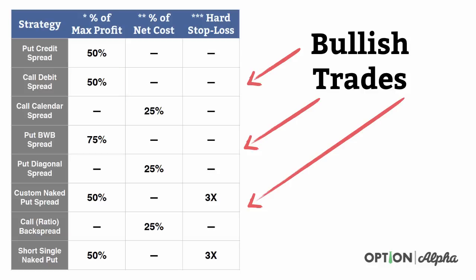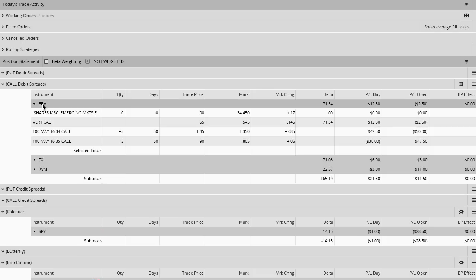So now going back to our Thinkorswim platform, let's look at the first one here, which is EEM. Now EEM we actually bought for a $55 debit. The width of the strikes here is $1, so the max potential gain that we could have on this trade is $45. So 50% of that max potential gain would be a profit of about $22.50, right? So let's just round it down to $22.